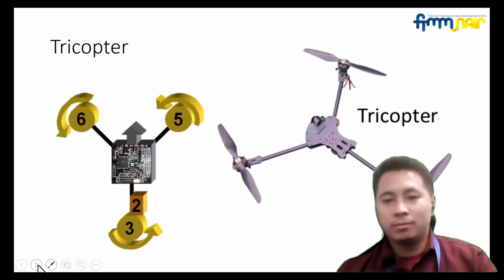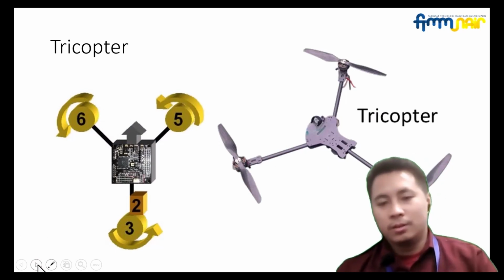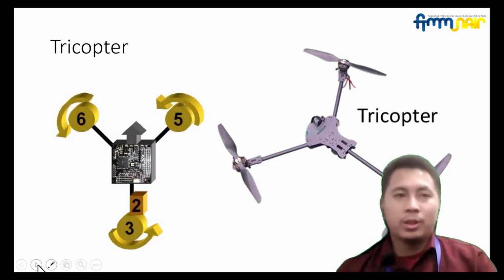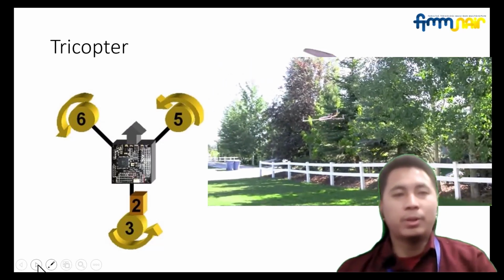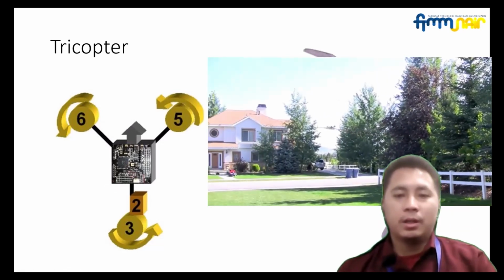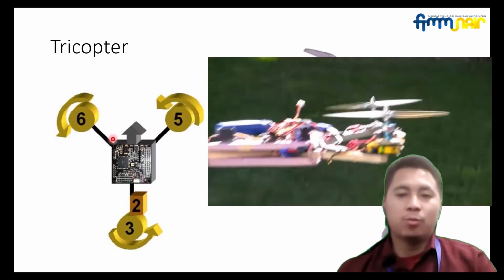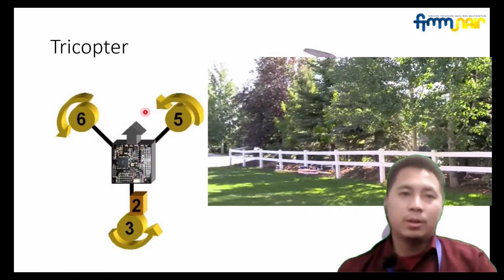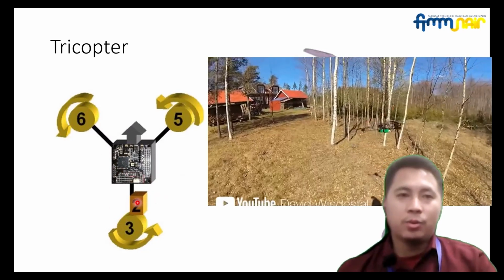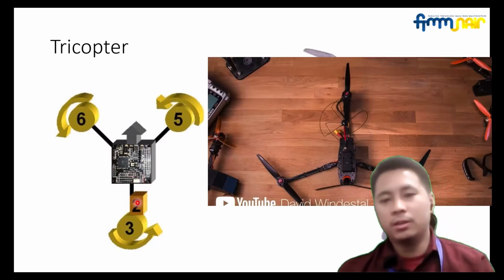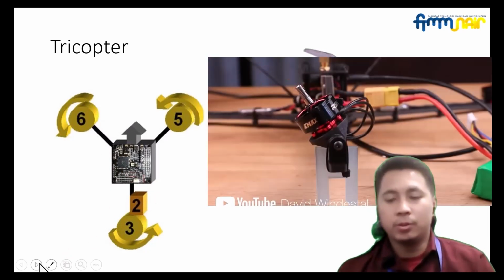And the tricopter, based on the name, has three rotors, typically in a Y shape, sometimes in a T shape. It has a 120 degree angle apart between the legs, and on the back it has a servo to tilt the rotor, so it can stabilize.